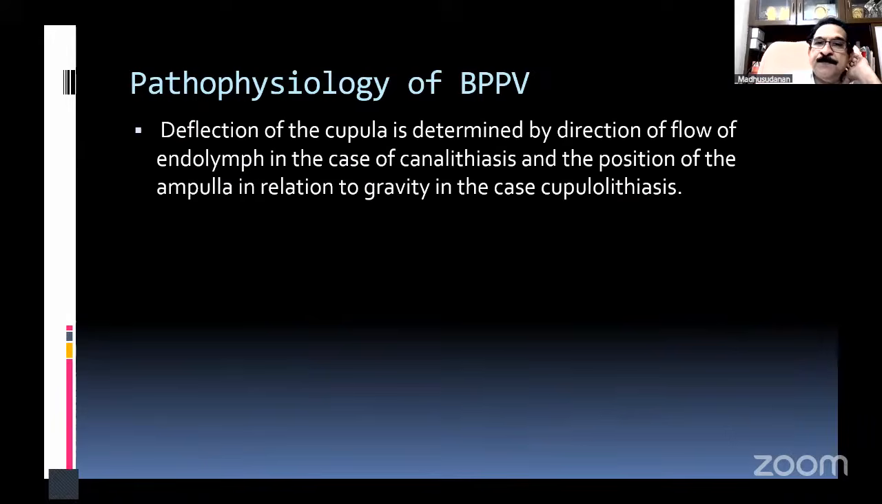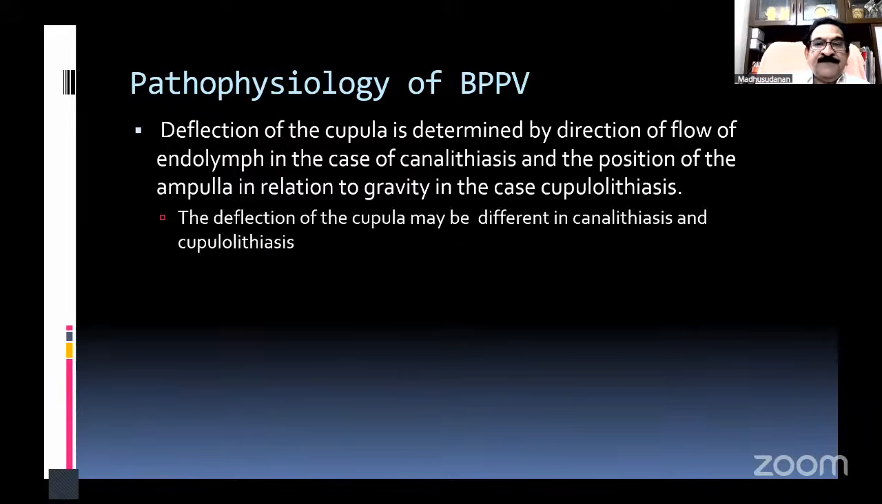Now, deflection of the cupula is determined by the direction of flow of the endolymph in canal lithiasis, and the position of the ampulla in relation to gravity in the case of cupulolithiasis. It only means in which direction the cupula is tilted, that it is either stimulated or inhibited. Towards the ampulla, it is stimulating in the horizontal canal, away from it in the posterior canal, whether it's fluid motion or the excess weight attained because of the deposit of the particle on the cupula.